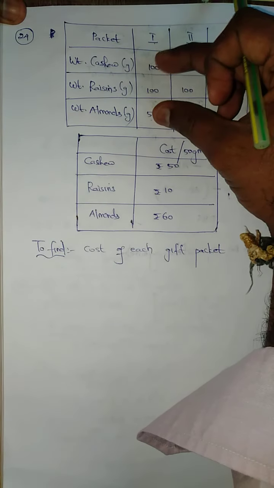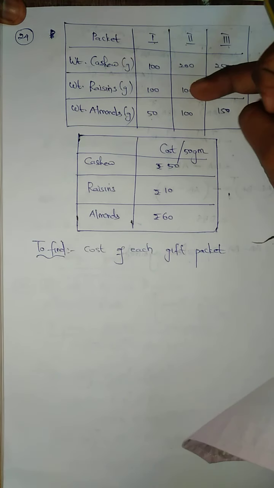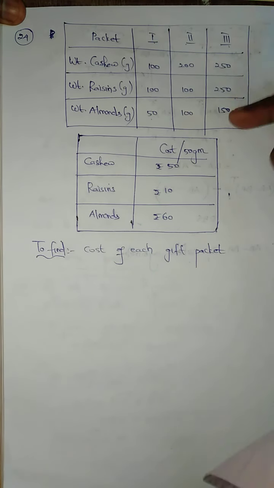So this is gift packet 1. This is gift packet 2: 200, 100, 100. Gift packet 3: 250, 50 and 150.